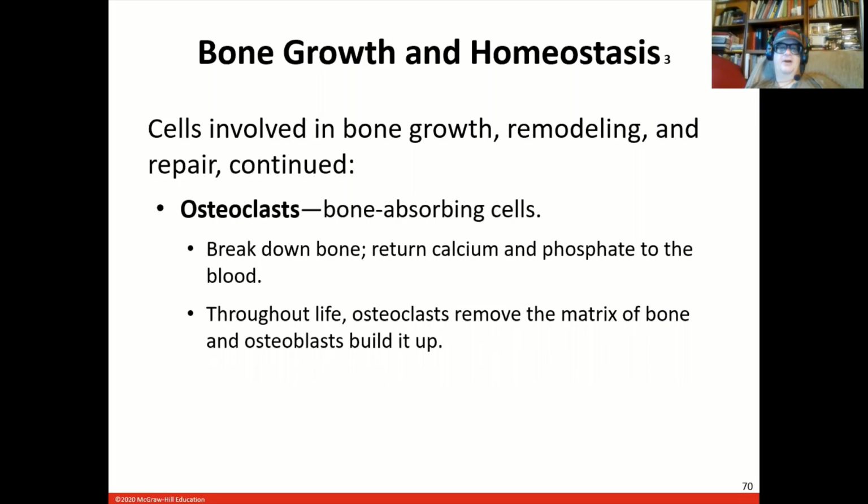Okay, then we have osteoclasts, which are bone cutters. They break down the bone. They do this with enzymes. They do this by releasing hydrogen ions, making it acidic. So the calcium is released from the hydroxyapatite and it can be reabsorbed by the osteoclasts. So through your whole life, the clasts are going to cut bone down, the blasts are going to build new bone.